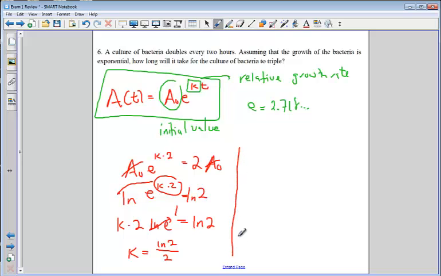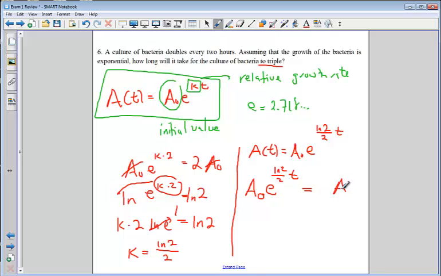So this gives me some information. Now I know A of t is equal to A naught, I don't know the starting value, but now I know k, so e to the ln of 2 divided by 2 all times t in the exponent. Now it says, how long will it take for the culture of bacteria to triple? So now I'm going to pretend that t is not a variable anymore. I'm going to pretend t is the actual time it takes to triple.